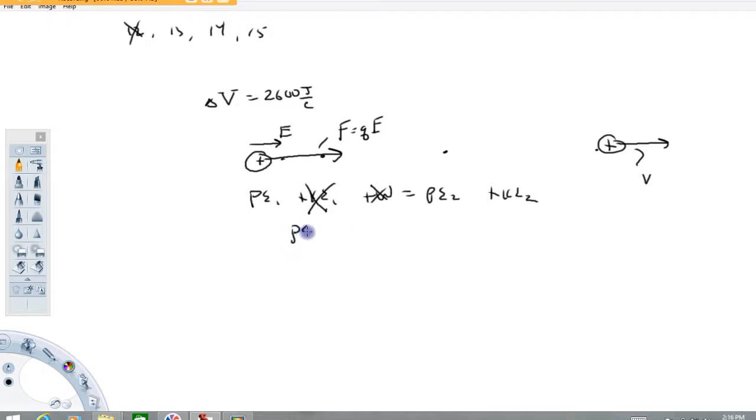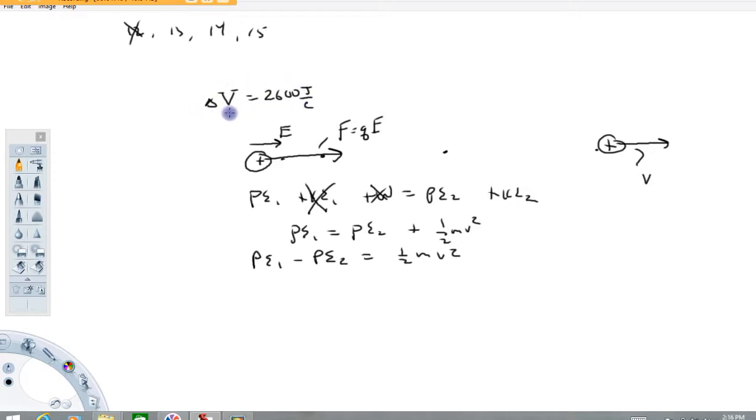So what we get is basically PE1 is equal to PE2 plus KE2, which I'm going to go ahead and write 1/2 mv squared. Now, if I move this term to the left, this is going to read PE1 minus PE2 equals 1/2 mv squared. This is effectively the difference in potential energy for the particle. Now look at the electric potential here.